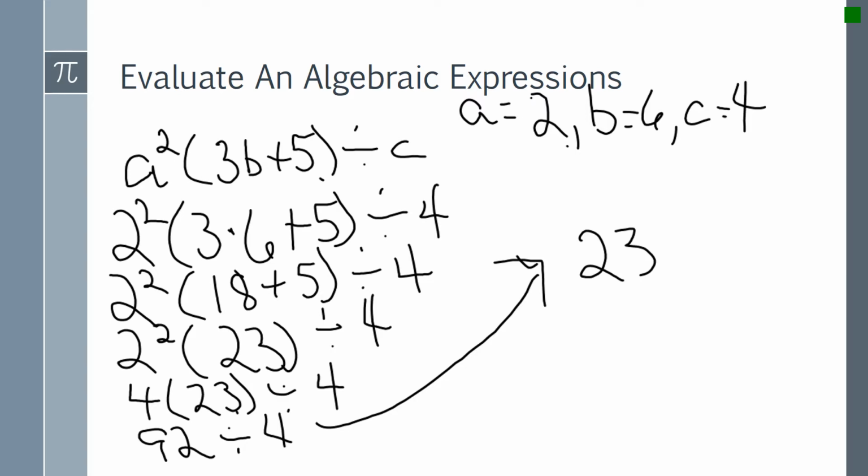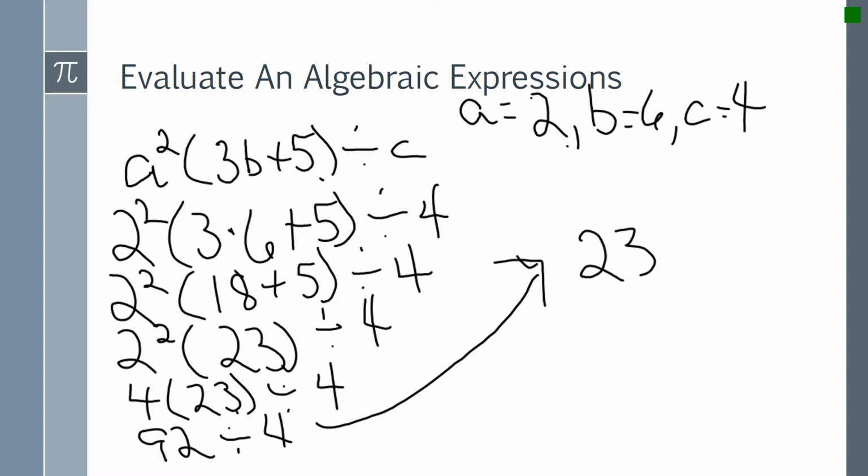And so that's going to give me 2 squared, parentheses, 3 times 6 plus 5 divided by 4. So I've got this expression, I've replaced the values. Now I'm going to start working in the order of operations, and I'm first going to look at this parentheses. And so inside the parentheses, I've got 3 times 6, which is 18, plus 5 divided by 4. Still going to be working within the parentheses, and I've got 2 squared.